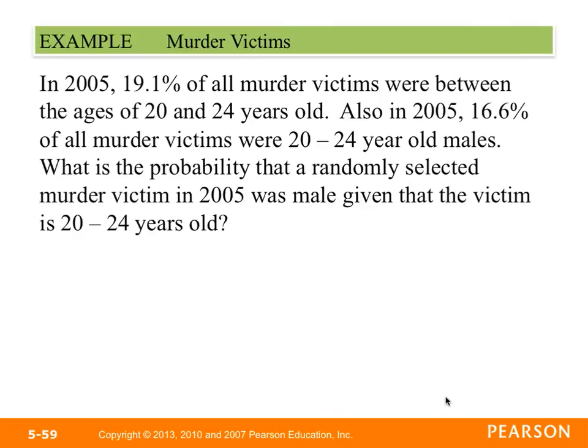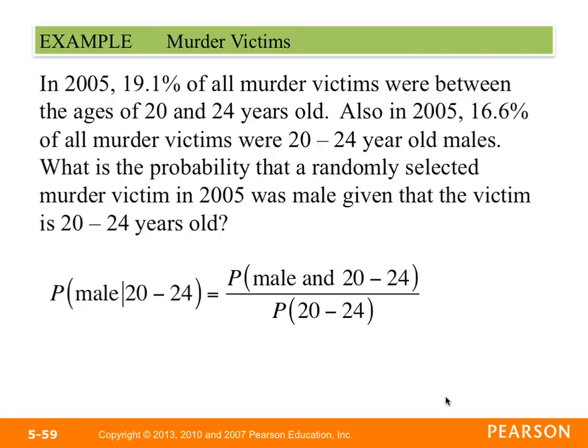Okay, let's look at this murder victims example. So in 2005, 19.1% of all murder victims were between the ages of 20 and 24. Also in 2005, 16.6% of all murder victims were 20 to 24-year-old males. What is the probability that a randomly selected murder victim in 2005 was male, given that the victim is 20 to 24?